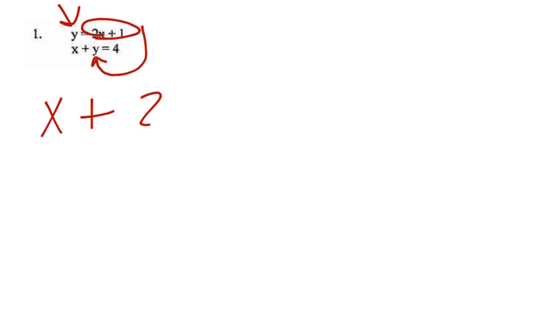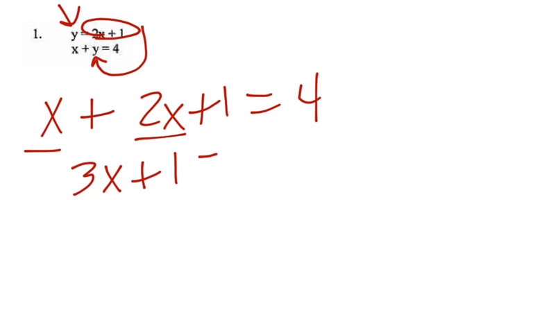Here's an example. Okay, notice that y is already by itself. Right there, y is already by itself. That's great. That means you're going to take this right here to the other equation and put it in for y. So it's going to come down here. So I'm going to say x plus, and instead of y, I'm going to say 2x plus 1 equals 4. So now I have a longer equation, but there's just x. Combine my like terms, so 3x plus 1 equals 4.